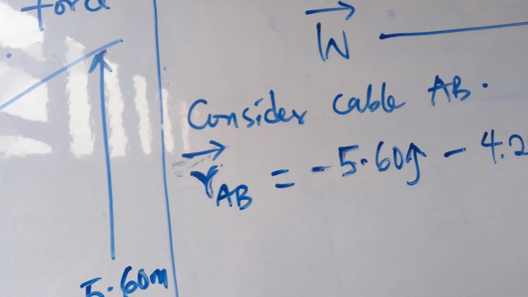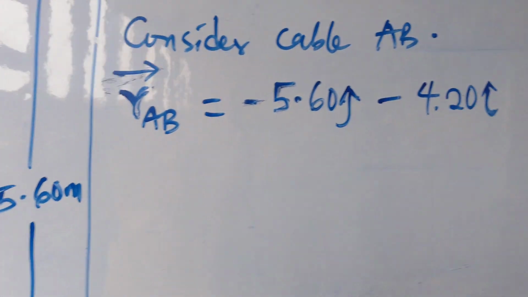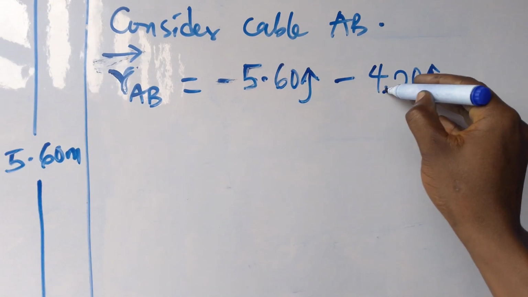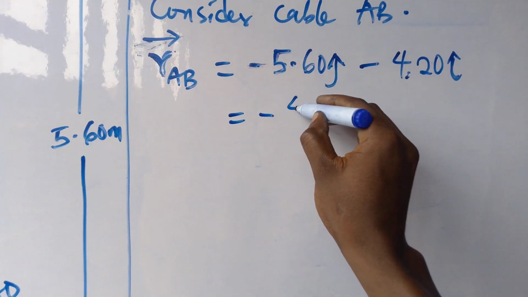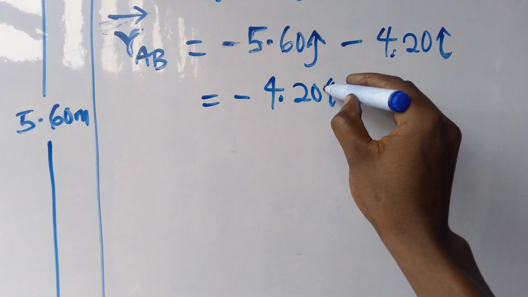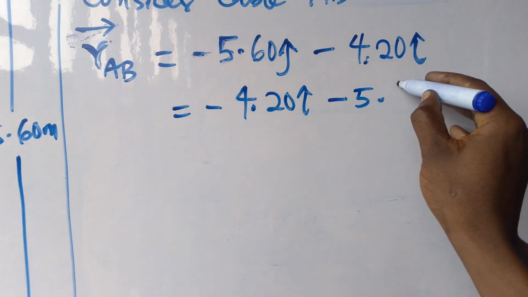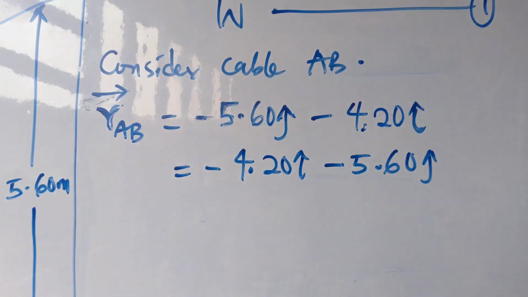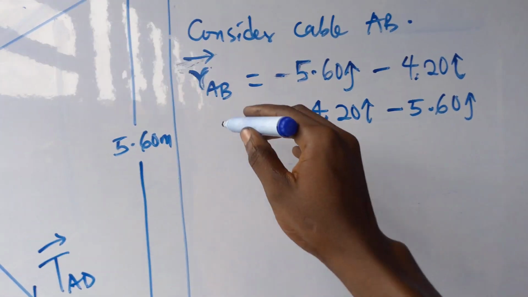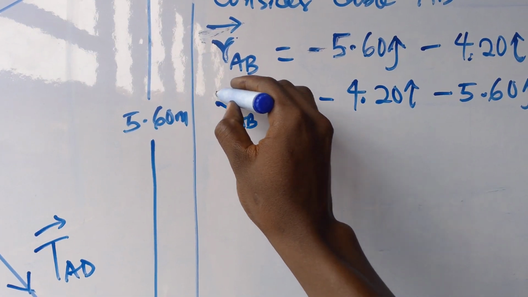All right, so that is it. And then if I rearrange it properly now, I'll have minus 4.20 I minus 5.60 J. Okay, that is the RAB position vector.